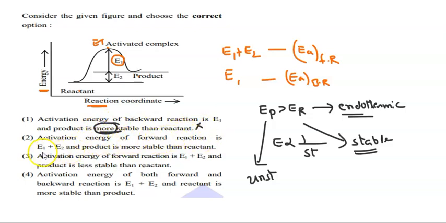Activation energy of the forward reaction is E1 plus E2. Product is more stable than the reactant. It is also wrong. Activation energy of the forward reaction is E1 plus E2 and the product is less stable than the reactant, which is the correct answer for the given question.